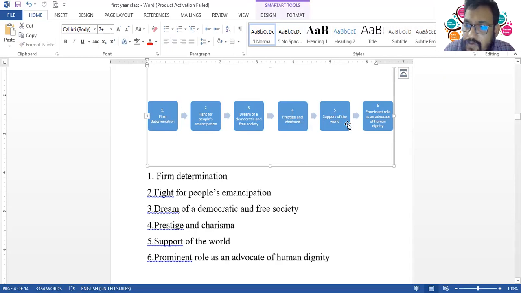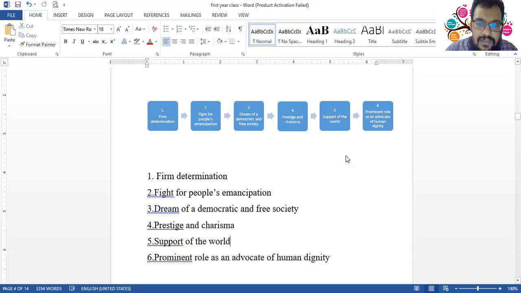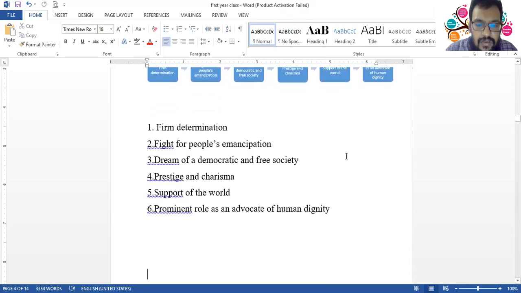He won the support with the love of the people. He became successful not only because of his fighting, but people's support also is a cause of his success. Prominent role as an advocate of human dignity. So we should not write "he played a prominent role as an advocate of human dignity." Okay, so this is the model question.